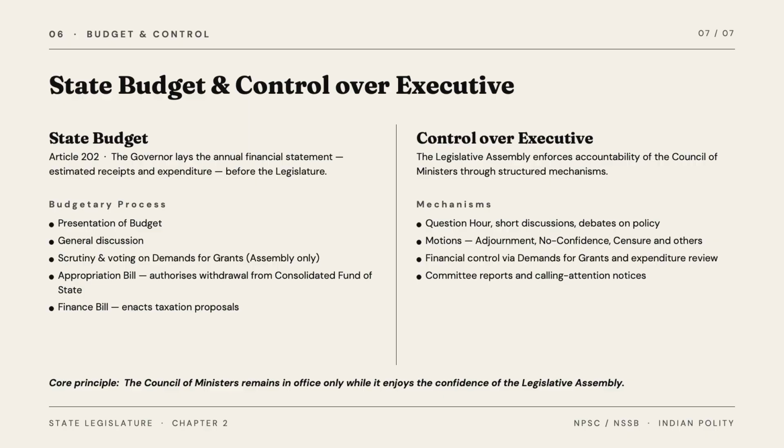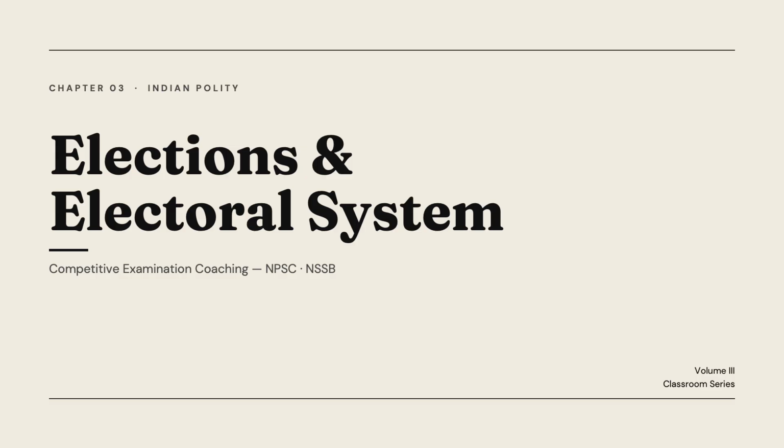elements under the budgetary, the state budget, and also control over the executive, the legislative assembly, MLAs, Nagaland MLAs. They can question, right? They can raise motions, adjournment, no confidence, censure motion, and others. I talked about that. Financial control via demand for grants and expenditures, expenditure review, and then the committee reports and calling attention notices. Now let's talk about elections and electoral system.